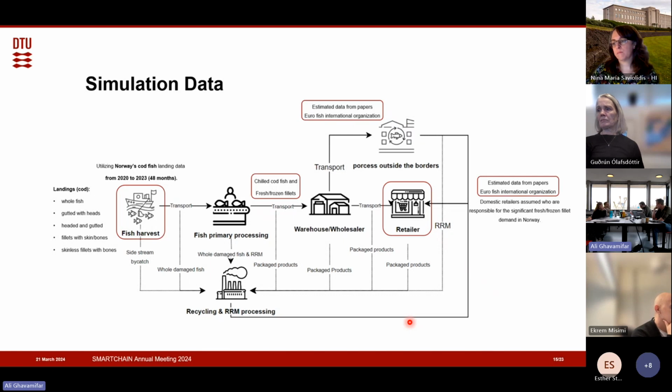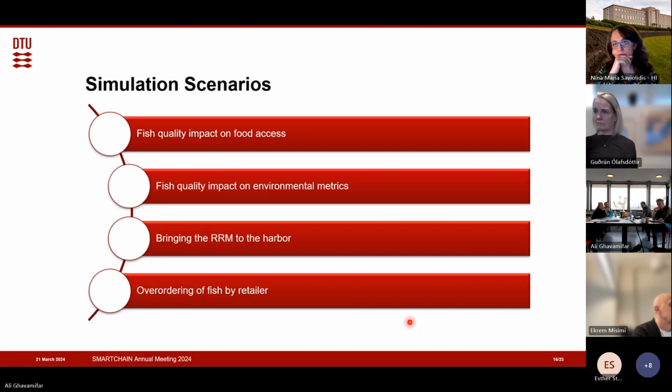Then we consider that we have a domestic retailer which is responsible for the significant fresh and frozen fillet demand in Norway. So these are the data that we have used for running our simulation model. Then we try to do some simulation scenarios. The first one is to investigate the fish quality impact on the food access. Then we investigate the fish quality impact on environmental metrics. Then we try to put a limitation on, or enforce, the fishers to bring the restaurant material to the harbor. And the last one is to avoid the over-ordering of fish by retailers. These are the scenarios that we have worked on now.